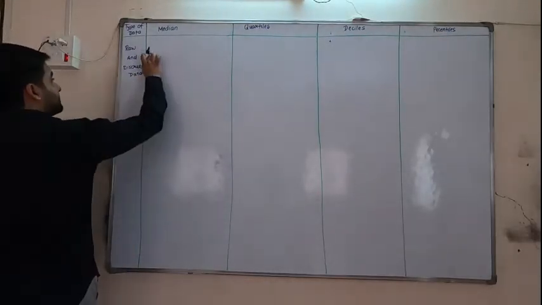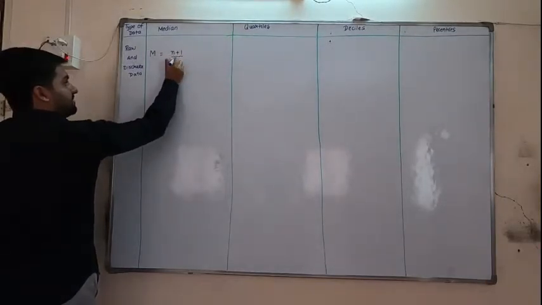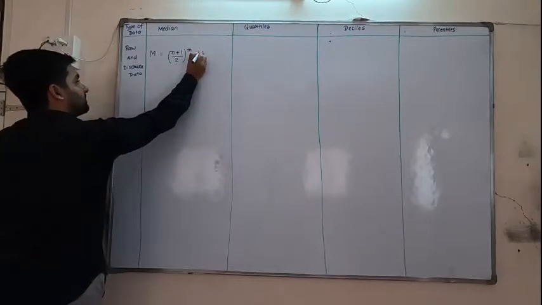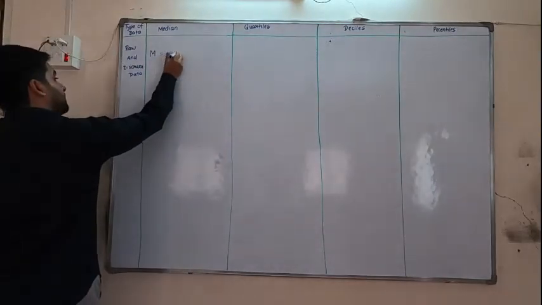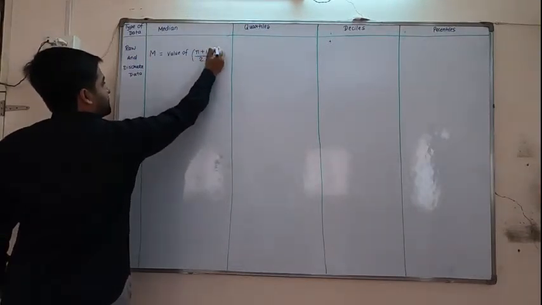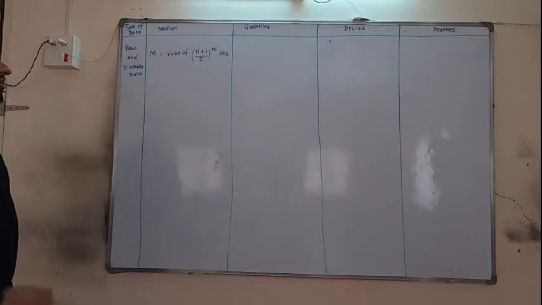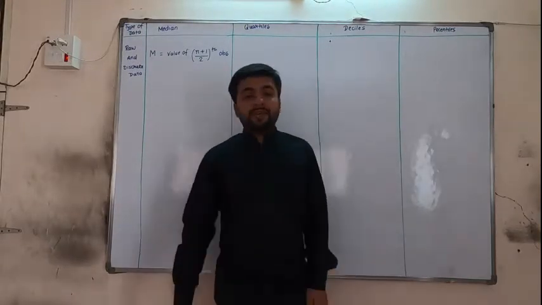So the formula is, median is denoted by capital letter M. M is equal to the value of the (N plus 1) divided by 2 observation. M is equals to value of (N plus 1) by 2 observation. Friends, for discrete and raw data, the formula is the same.